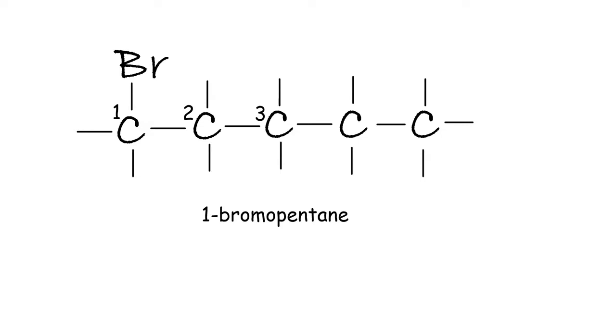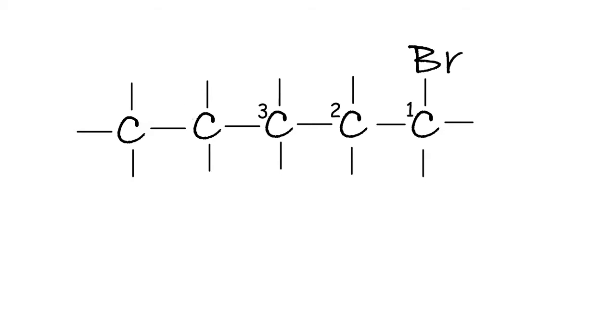It is important to realise that this is carbon number 1, not because it's on the left, but because that is where the bromine atom is attached. Similarly, this molecule is also 1-bromopentane. This time the carbons have been labelled from right to left. When we look at the molecule in 3D, we can see that it's actually the same, just turned around. So it's important that it has the same name.